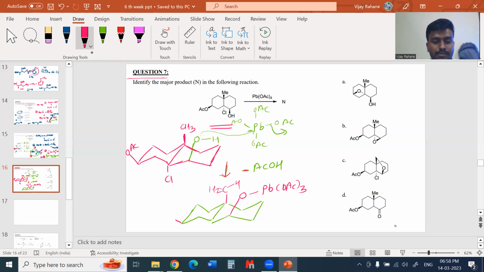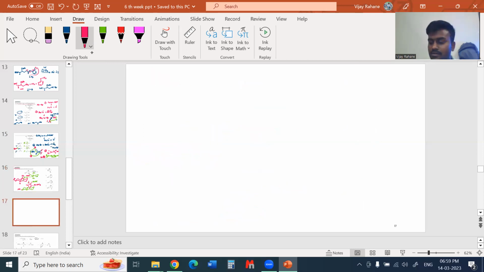So in this one, what happened? This Pb is getting coordinated from the side of OH. Since OH is on the above side, the radical is formed from this hydrogen at the methyl, which is easy to pick up by this Pb. So what happened in the next step? I will draw the intermediate again here.